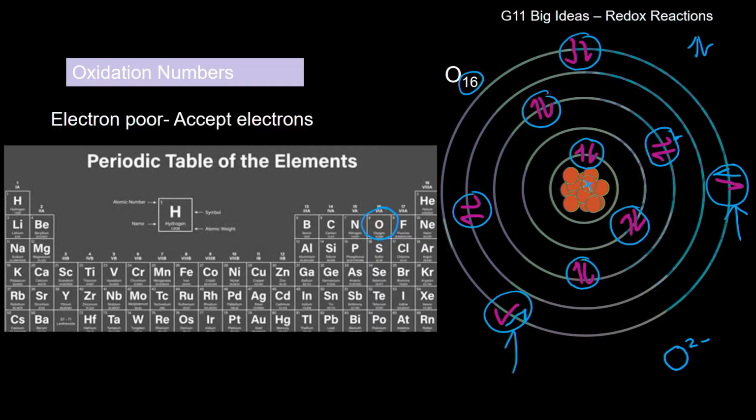Now all these atoms, when they are pure atoms in their pure state, will have an oxidation number of 0 because they're not involved yet in exchanging electrons. And so if we have oxygen on its own, it will have an oxidation number of 0. And we call that its unit oxidation number.